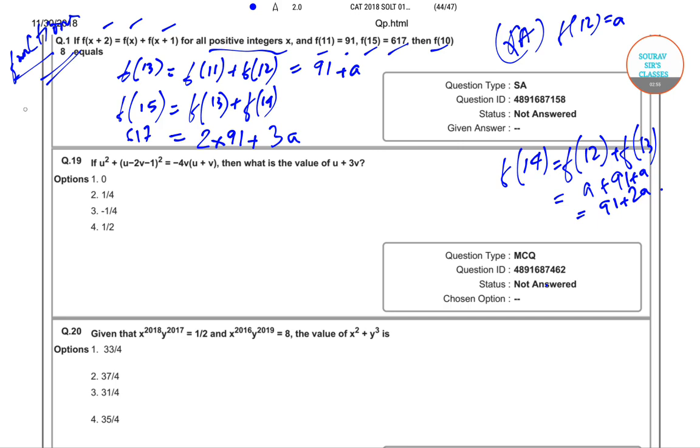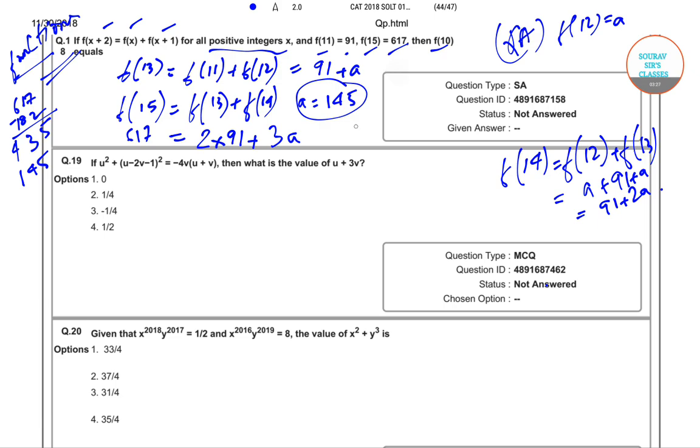So 617 minus 182 is equal to 435. So 3a is equal to 435, and that means a is equal to 145. So f of 12 is equal to 145.